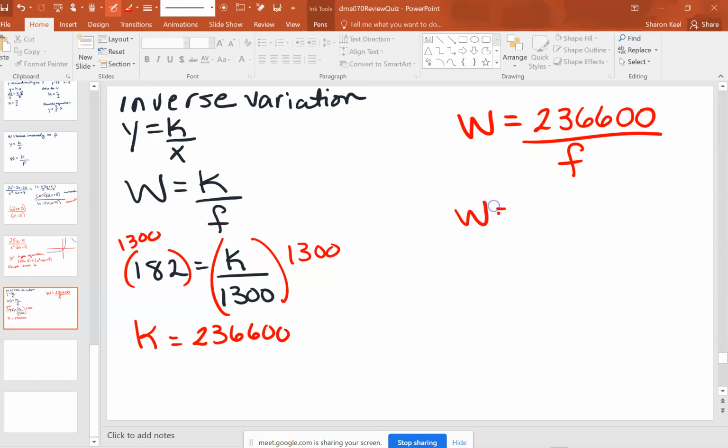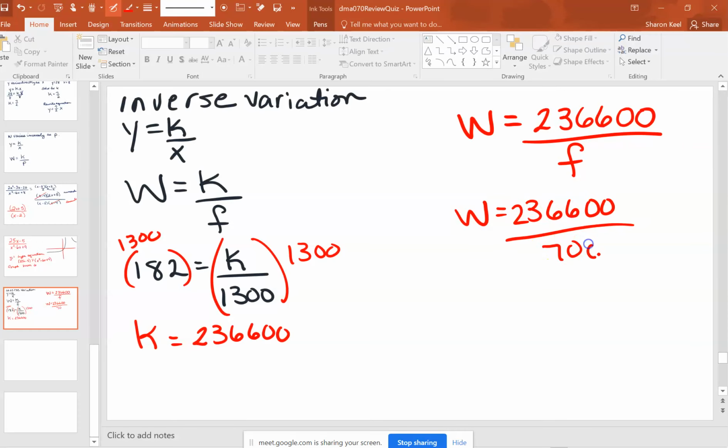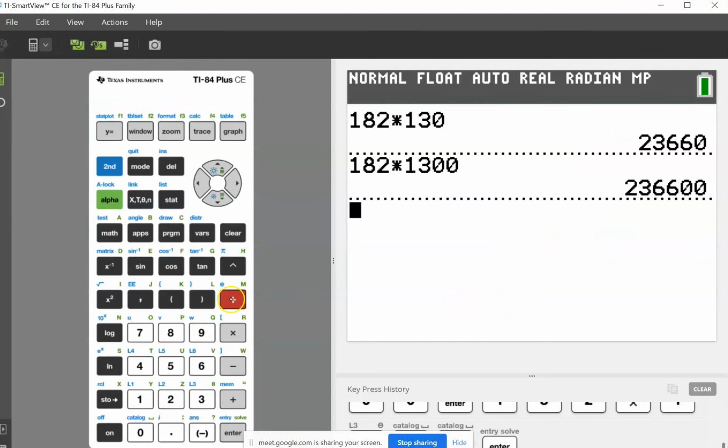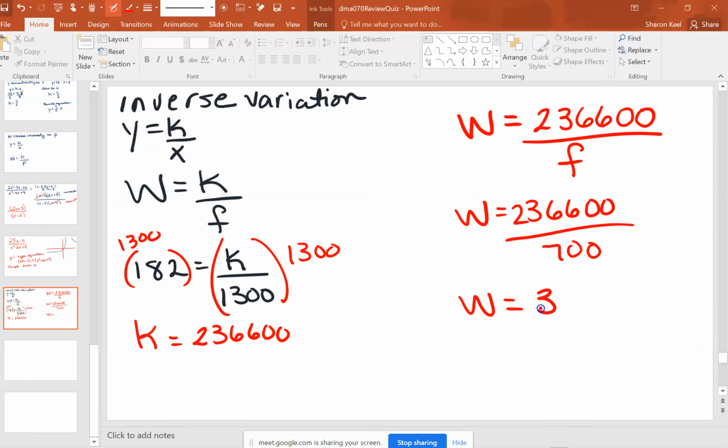So the wavelength, we're going to divide by a frequency of 700. And that's going to give us our final solution of that amount divided by the 700. We have a wavelength of 338. So you've got to do 2 steps on that. You solve for K, write your new equation, but then you have to plug in their value they give you to answer a new question.